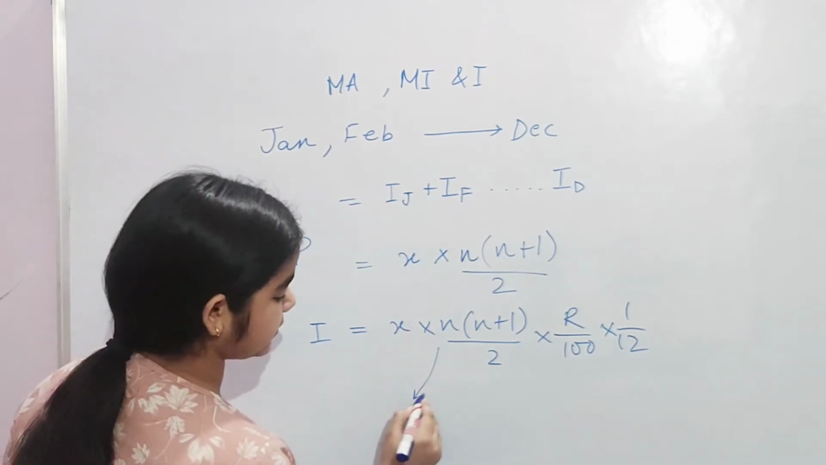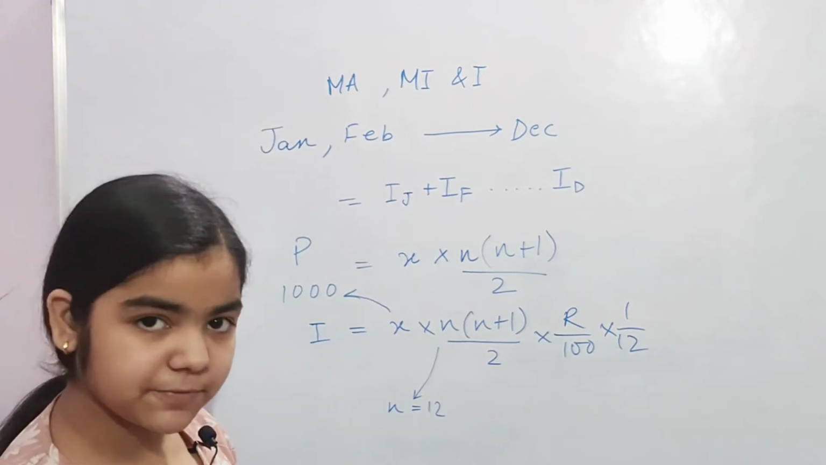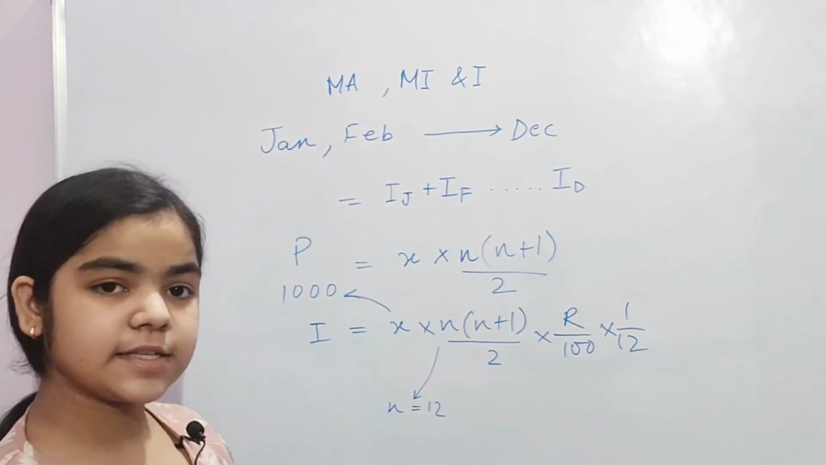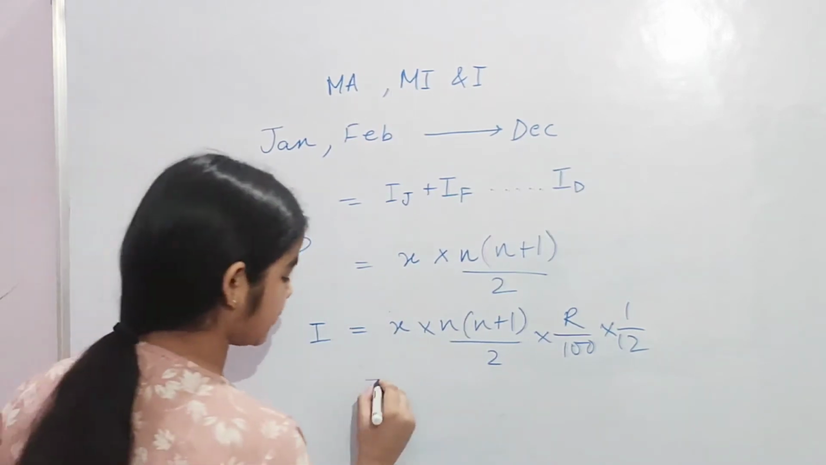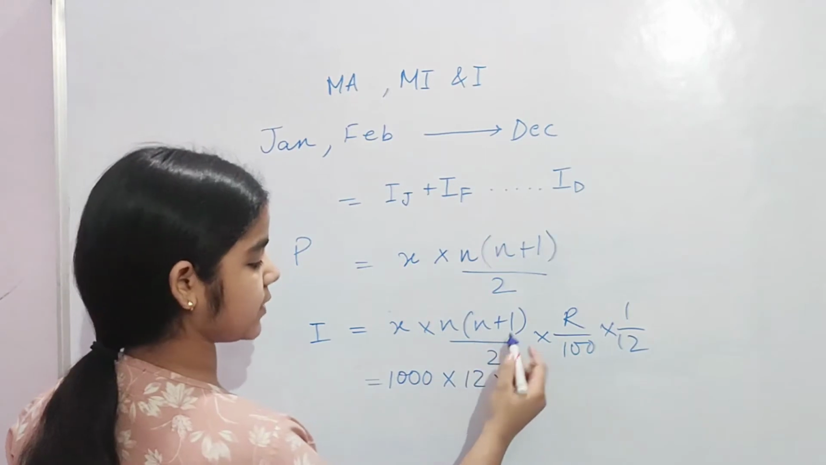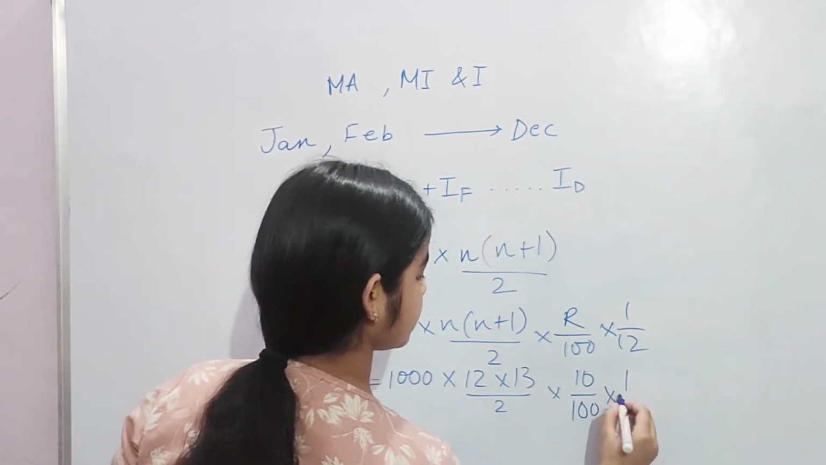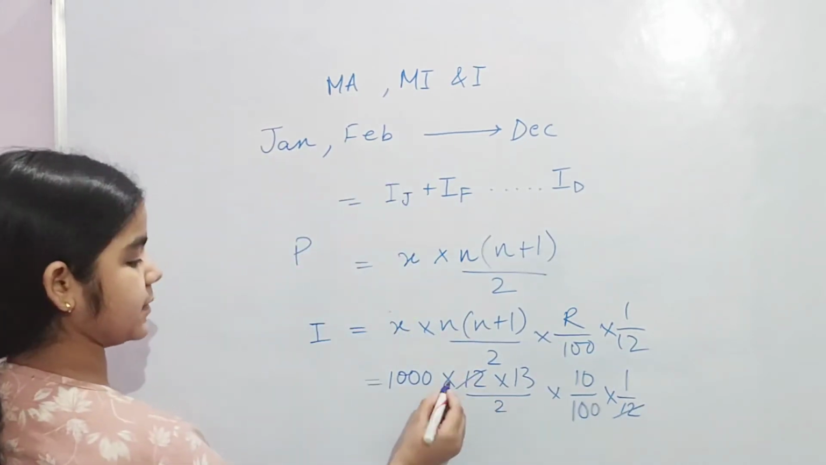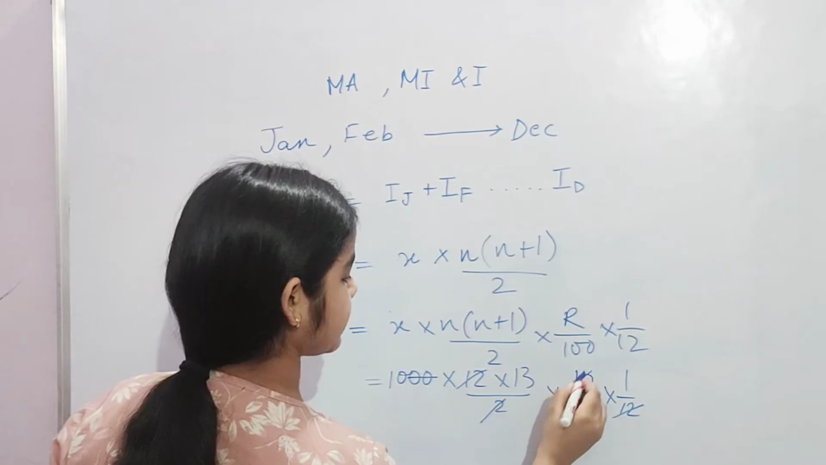In the last example we saw X was 1000. So we can simply find this, and now it has become less time consuming for us. Let us quickly find out. When you add 12 plus 1, it's 13. Rate was 10%. 12 and 12 will be cancelled. 2 zeros cancelled. 2 times 5.